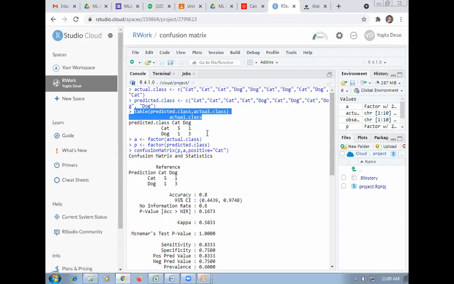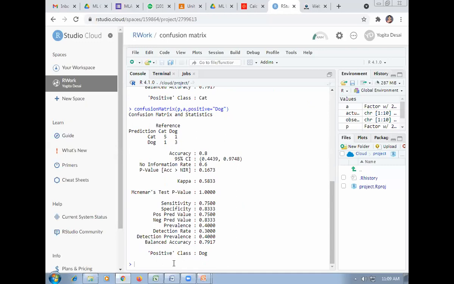We have formed the table with the help of the table command. The table parameters are the predicted class and the actual class. Now to check the classification accuracy, we have used the confusion matrix, in which we have passed the factor of the predicted class and the factor of the actual class, and we have passed which class we are considering as positive. In our case we are considering the positive class as cat. Understood up to this?